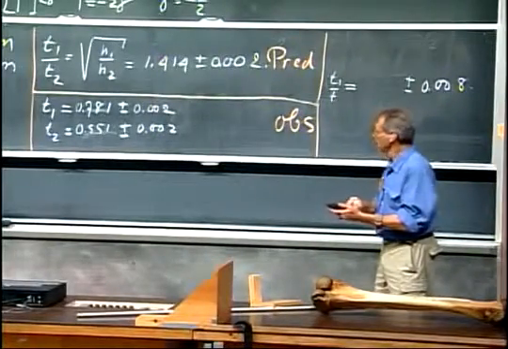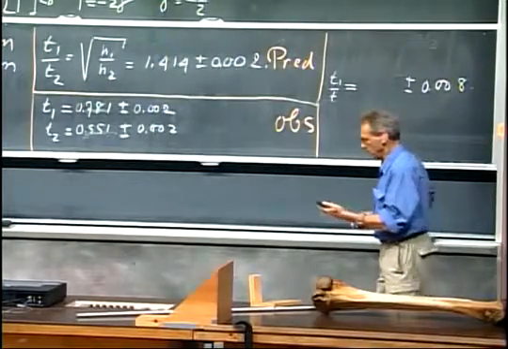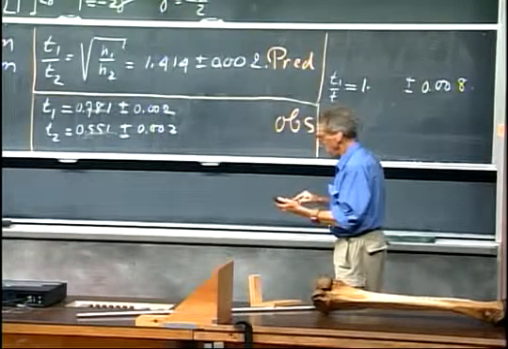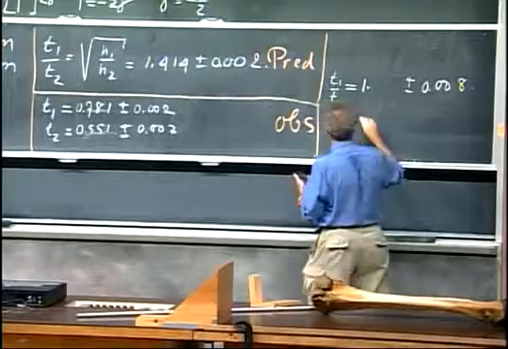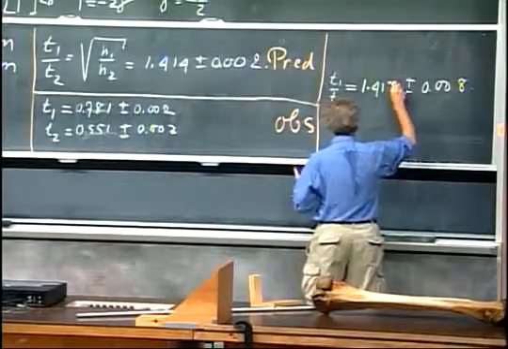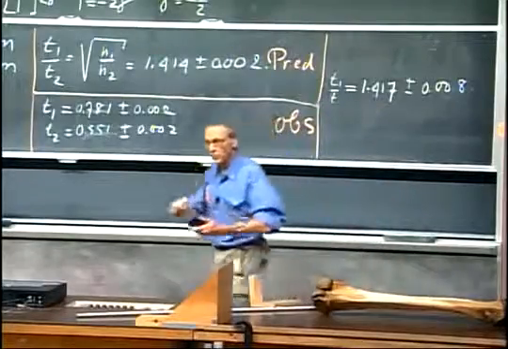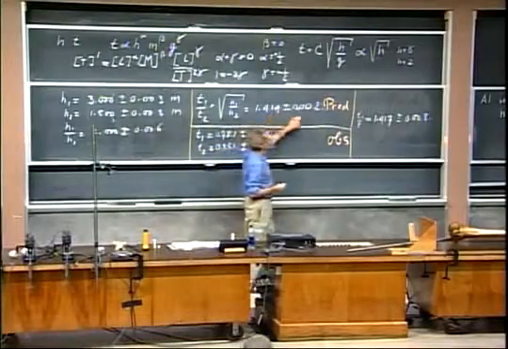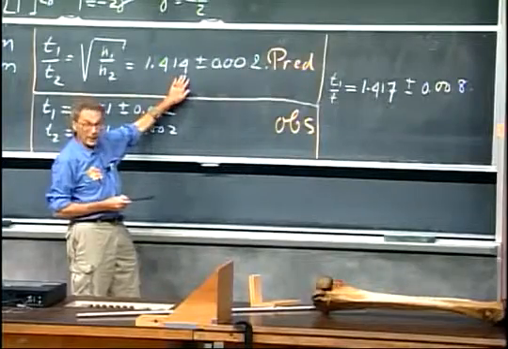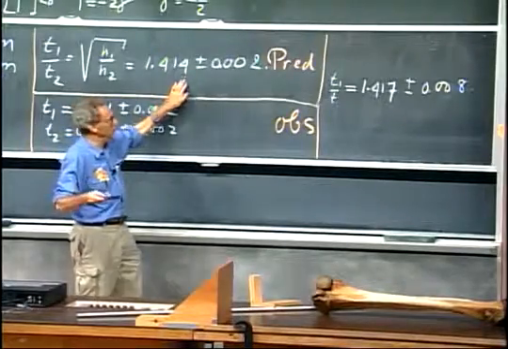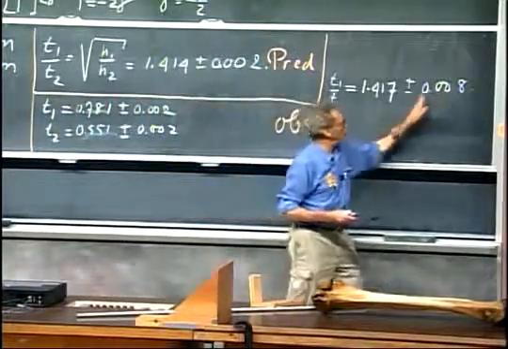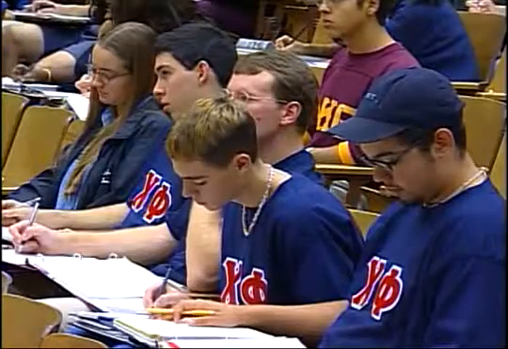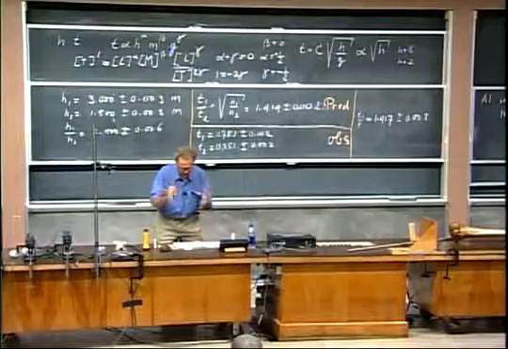781 divided by 551. 1 point, let me do that once more. 781 divided by 551. 1.417. Perfect agreement. Look, the prediction says 1.414, but it could be 1 point, could be 2 higher. That's the uncertainty in my height. I don't know any better. And here, I could even be off by an 8, because that's the uncertainty in my timing. So these 2 measurements confirm they are in agreement with each other. You see, uncertainties in measurements are essential.